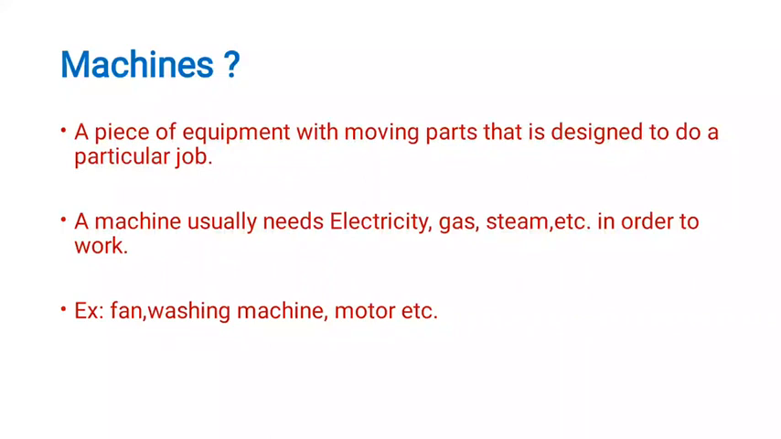So a machine usually needs electricity or gas or steam, etc. in order to work. For example, if it is a car, you need diesel to work. For example, if it is a bike, you need petrol. So you need some source to work. So that is a machine.